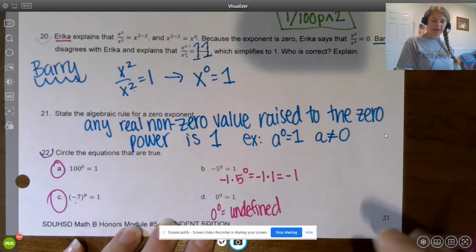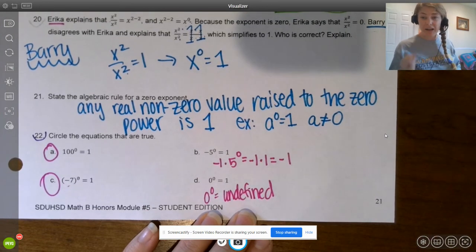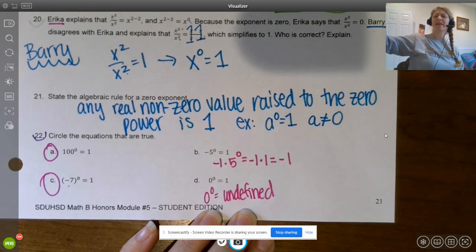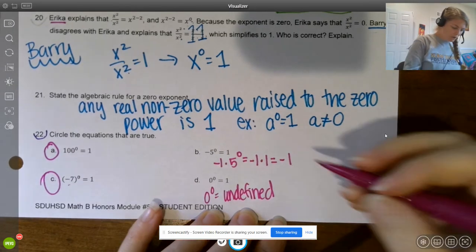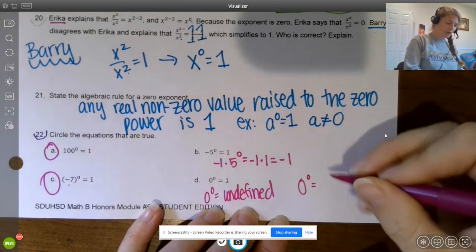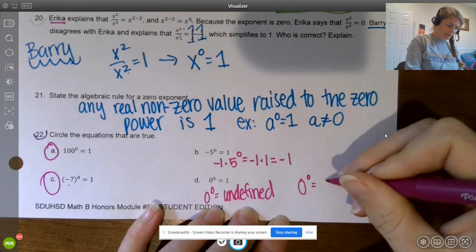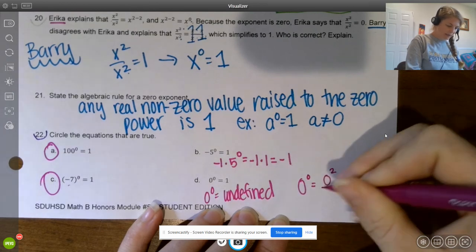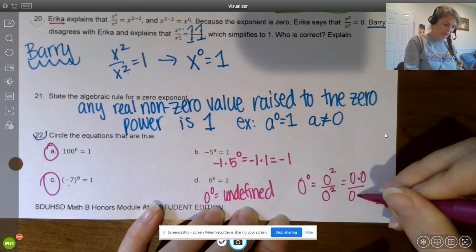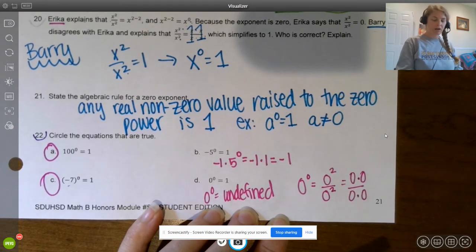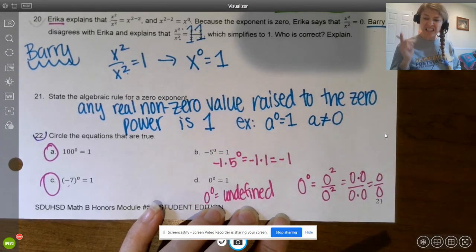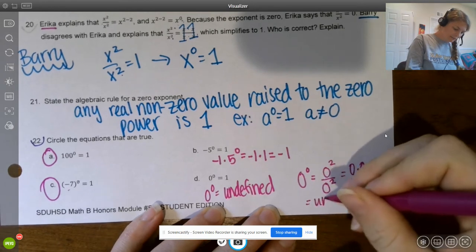So if you think about this, remember, we cannot divide by 0. Never give up, never surrender, and never divide by 0. So if you had 0 to the 0 power, well, we can think about that as 0 to the second over 0 to the second. Well, that's 0 times 0 over 0 times 0. You guys, that's 0 over 0. Can you divide by 0? No, it's undefined. So this is undefined.